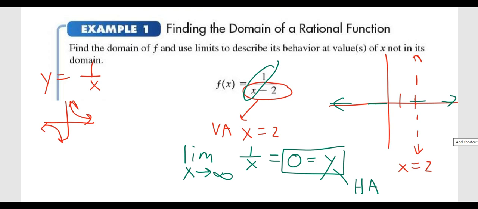Okay, now we need to figure out where the branches are. I suggest right now that you plug in 3 and 1. Those numbers would be helpful to you. In this particular case, I'm more interested in positives and negatives.